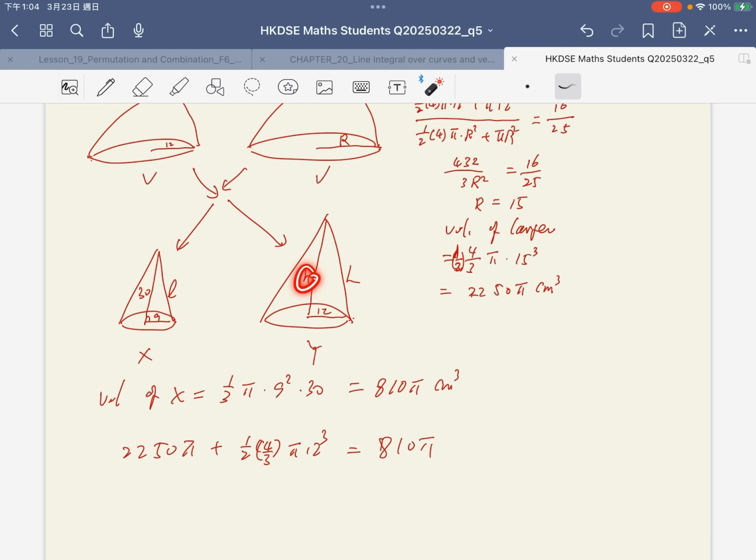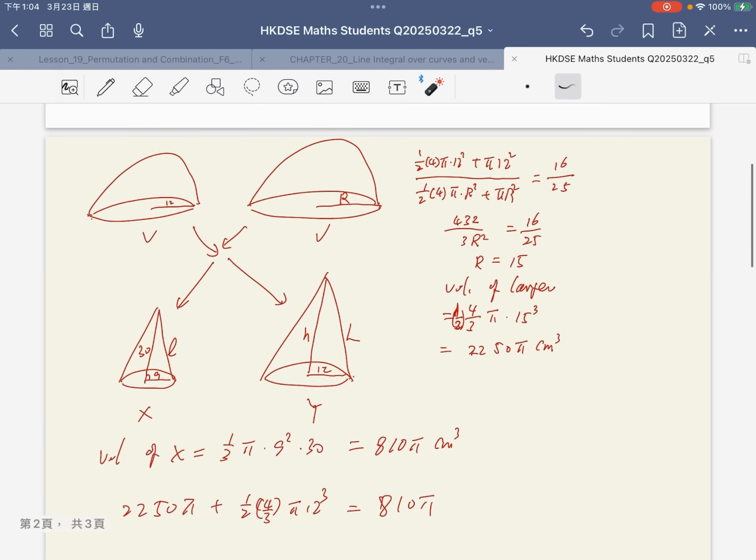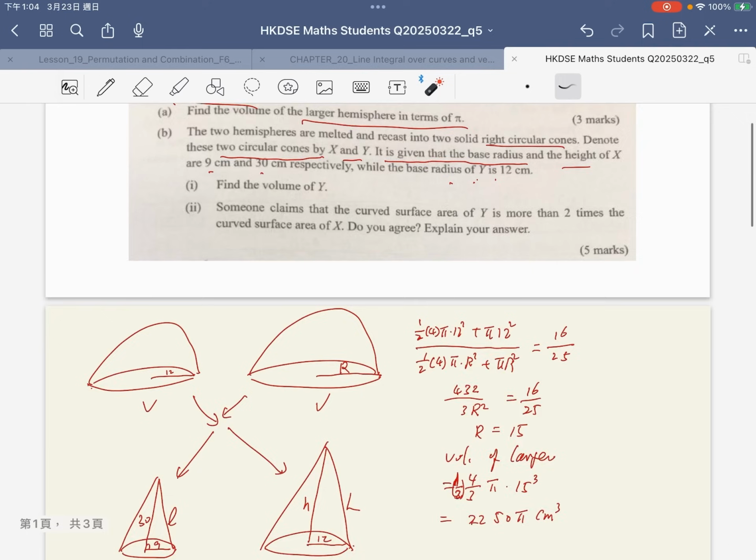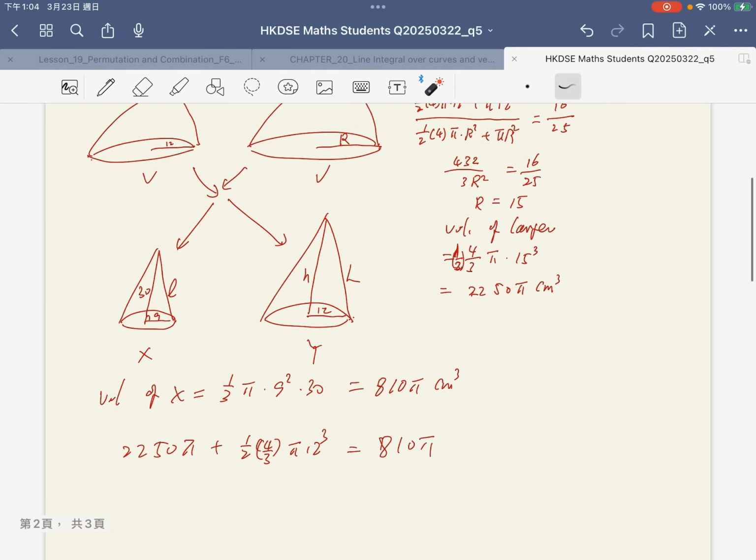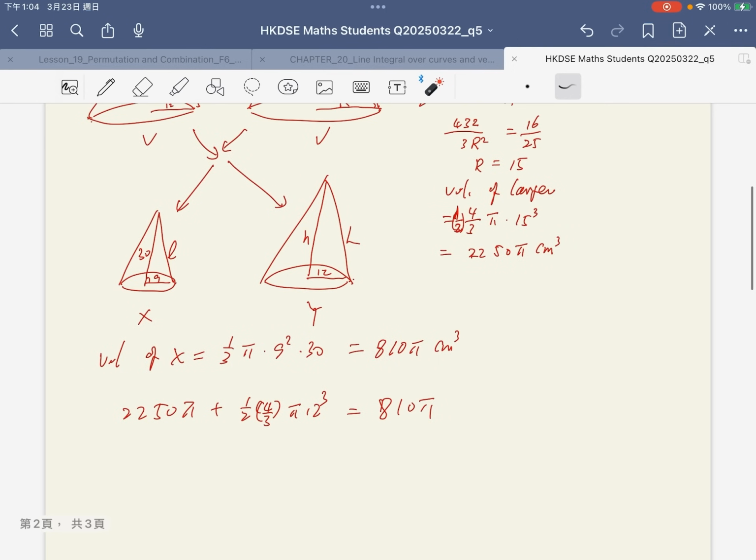And here I have first calculated h, and then plus 1/3 pi times 12 squared times h. Okay, let me calculate first.